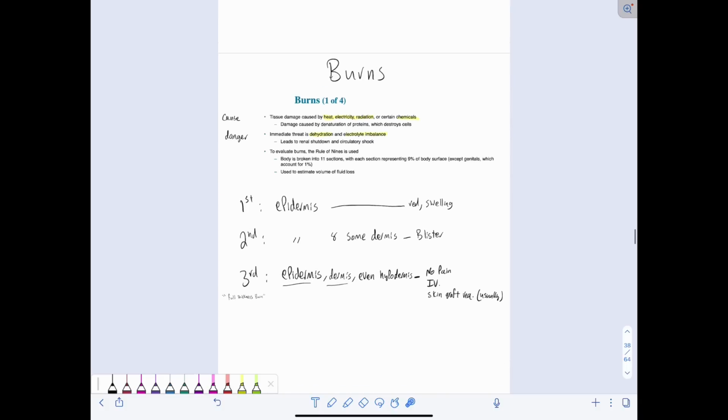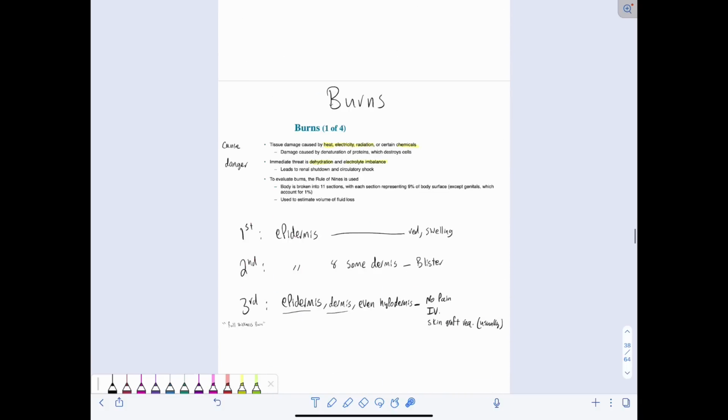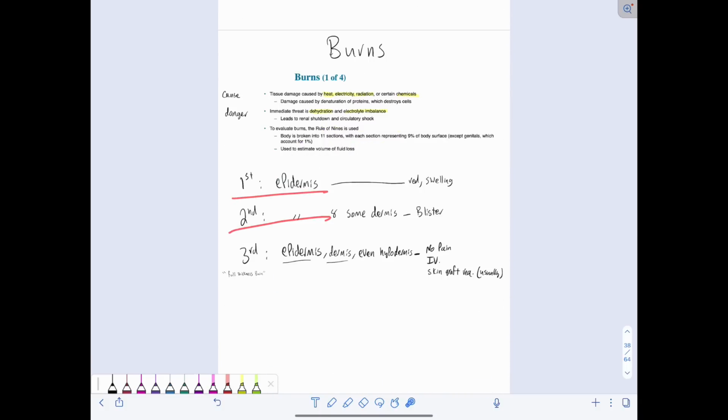Okay, the next one is burns, and I think that's the last one, thank God. So burns: you have first degree burn, second degree burn, and third degree burn. First degree burn, just the epidermis. Second degree burn is the epidermis and the dermis. Third degree burn, you have epidermis, dermis, and even some portions of the hypodermis. So it's going to cause you no pain because you've burned through all your free nerve endings and Meissner's corpuscles and other sensory cells.